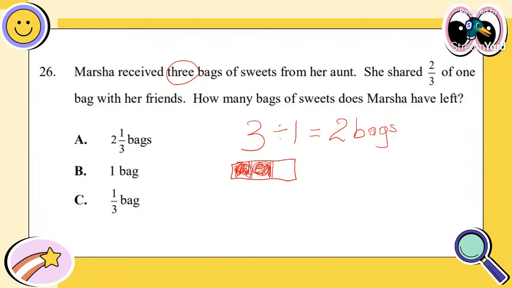So from the 3/3, she shared 2/3, and now she's left with 1/3. Are we seeing that? She did not do anything to these 2 bags before, so she still has those 2 bags. And she still has this 1/3 from the bag that she was sharing some from. So our answer would be 2 and 1/3.